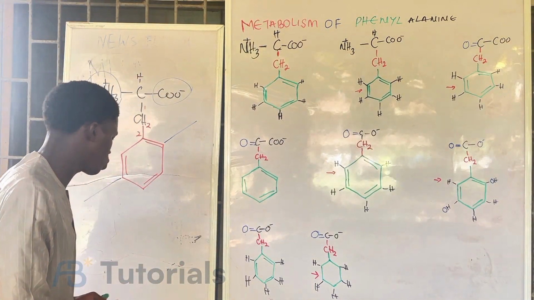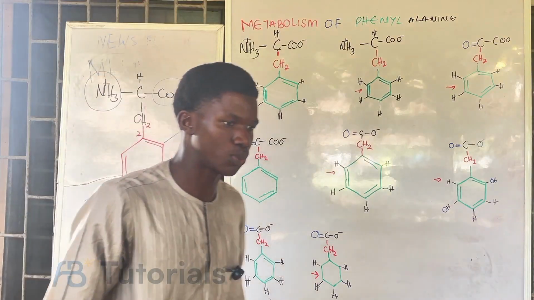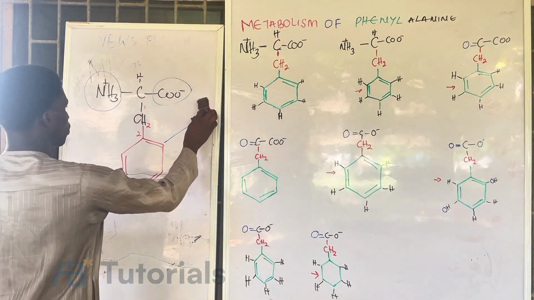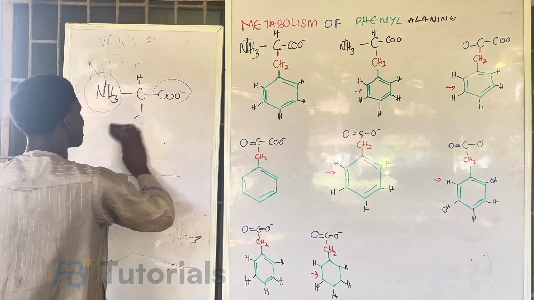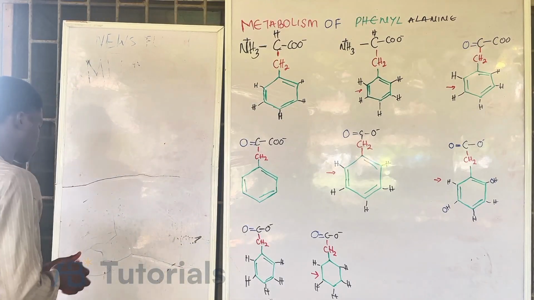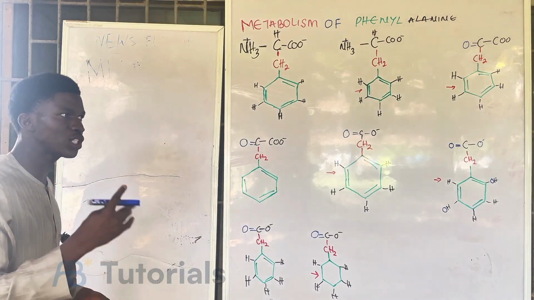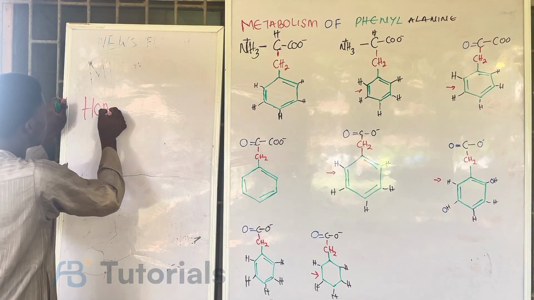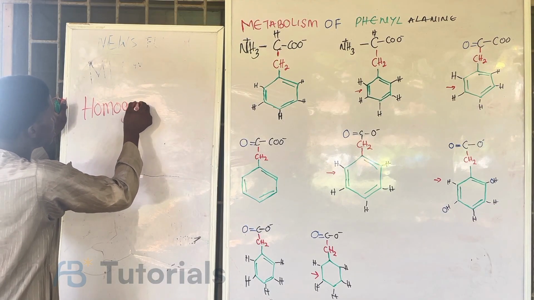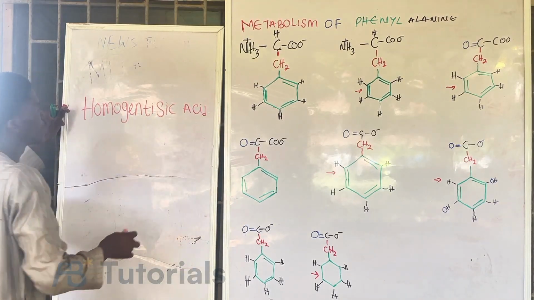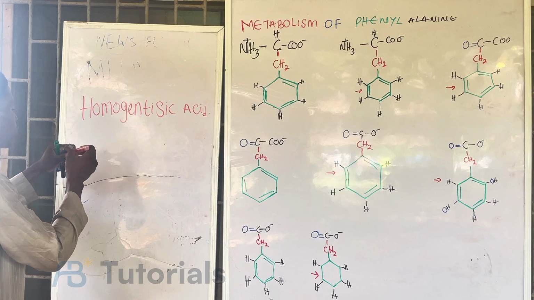So the next structure I would like to introduce you to is the structure of a compound called homogentisic acid. So how do we get the structure of homogentisic acid? Now, the first thing that should come to you, let me write the name. We have this guy called homogentisic acid. So the first thing that should come to your mind is, how do I draw the structure?